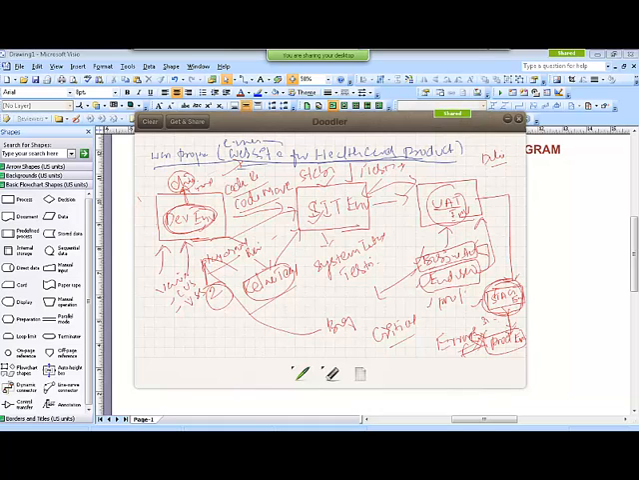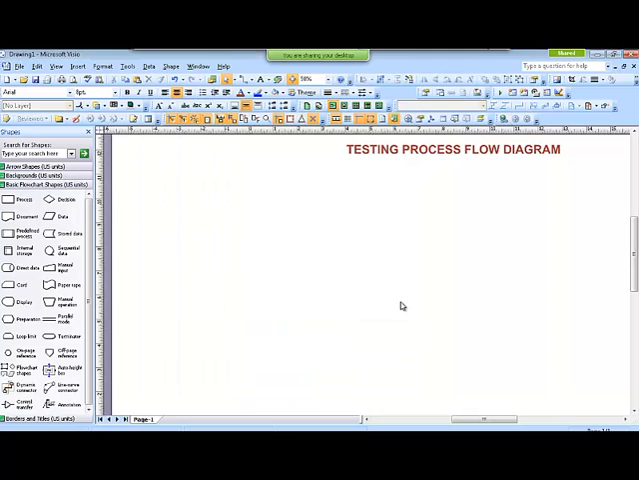Okay, so now we are clear with these environments, but try to understand what kind of testing the development team will do, what kind of testing the QA team or testing team will do, and what kind of testing the business analysts and end users will do. That you need to understand now. For that we'll go back and focus on the process flow diagram. So far everyone clear, guys?